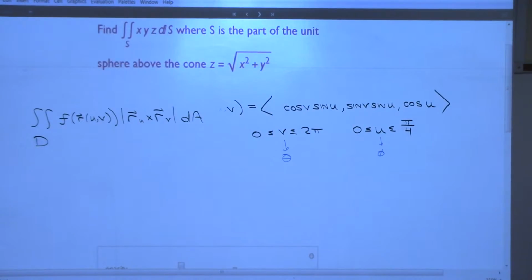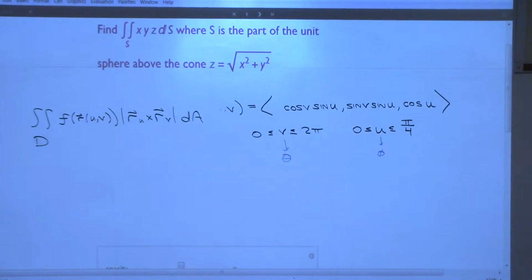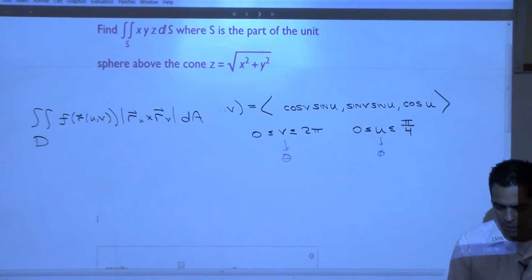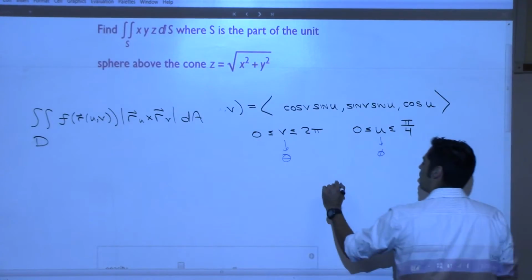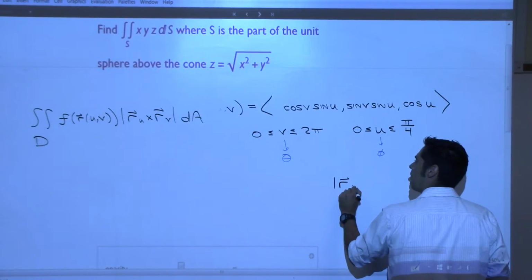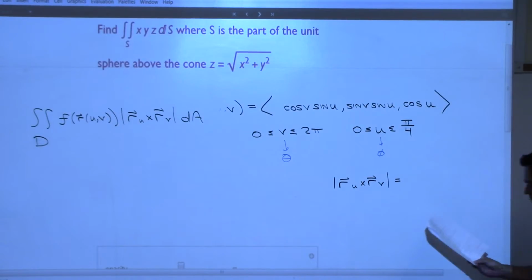How about we do some partials and crosses? Didn't we do that already last class? Did we do the partials and cross product of the unit sphere? We did. Let's save ourselves a little bit of time. What did we get when we did this? Anyone?